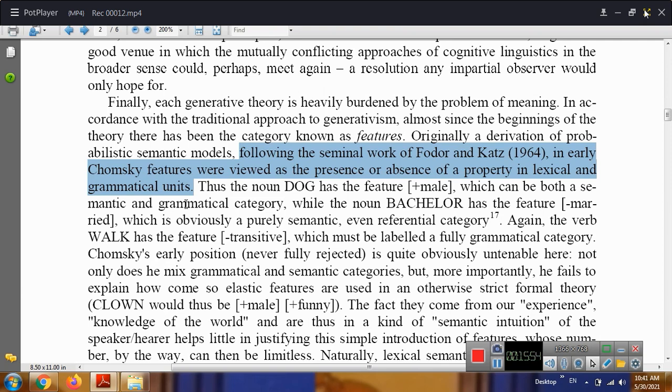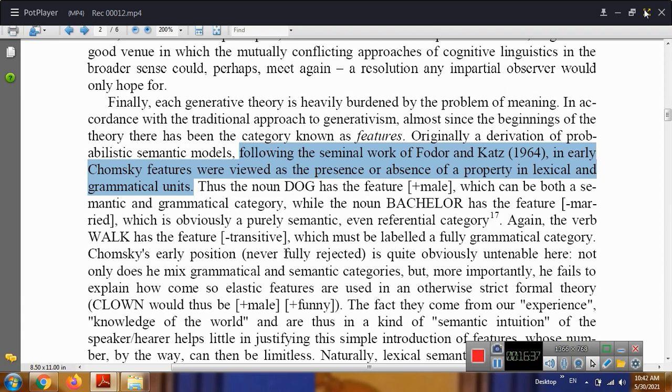Again, because it is important, I want to redefine it. What do we mean by features? Features means the presence or absence of a property in lexical and grammatical units. The presence or absence of a property in lexical or grammatical units is a feature. You should know that. Here we have the example of feature.